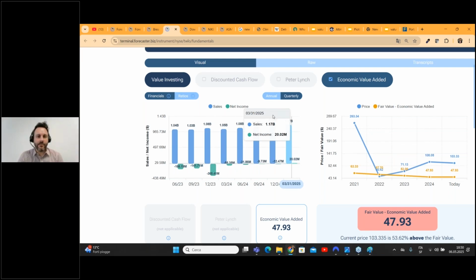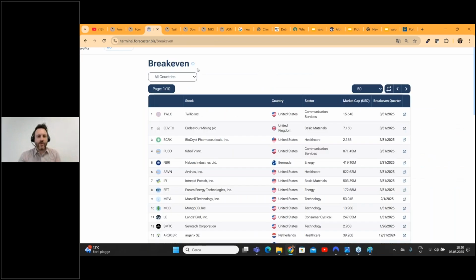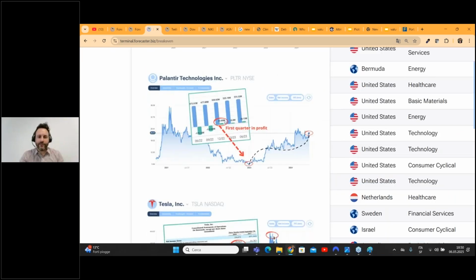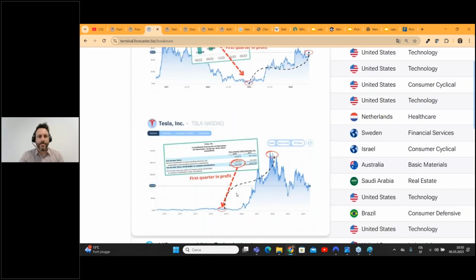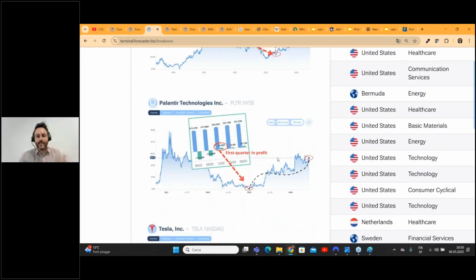This is something very interesting because if you go here to the explanation of this section, as you can see, we have many examples of companies that after the first quarter in profit, started to skyrocket. Palantir is one of the most famous examples, but also Tesla started to skyrocket in 2018 after the first quarter in profit. Okay, and Twilio, for example, right now is exactly in this situation.